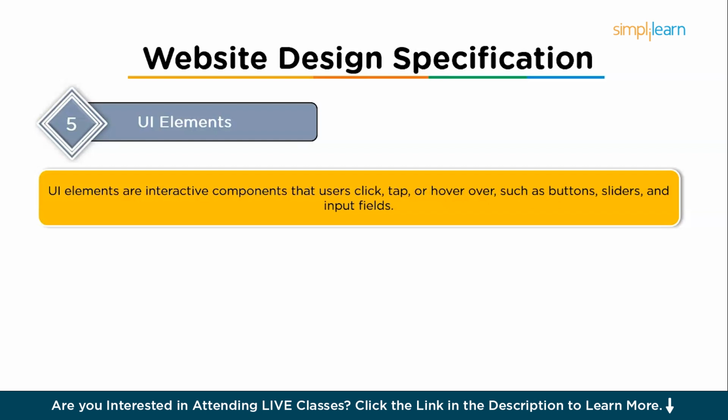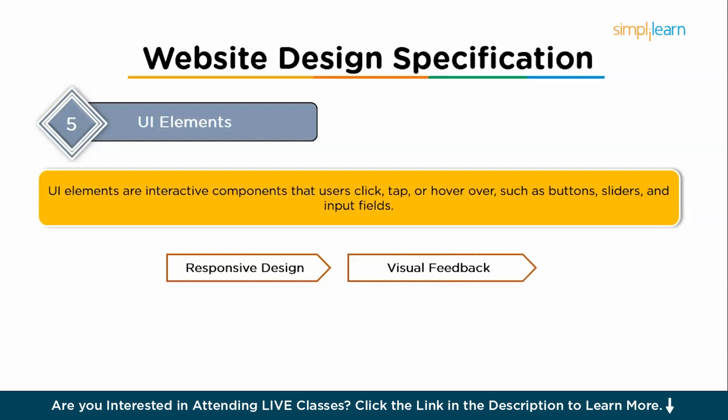Key points to consider, the first one is responsive design. UI elements must function smoothly on all devices, whether mobile phones, tablets, or desktop. The second point is visual feedback. Ensure that buttons or links provide visual feedback when clicked or hovered over, confirming that an action has been taken. The third one is accessibility. Make sure UI elements are accessible to all users, including those with disabilities. This includes keyboard navigation and screen reader compatibility.